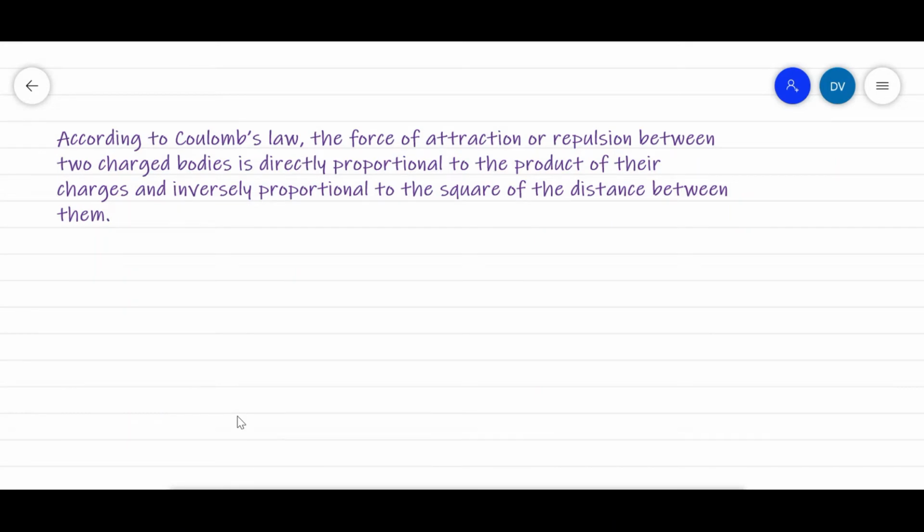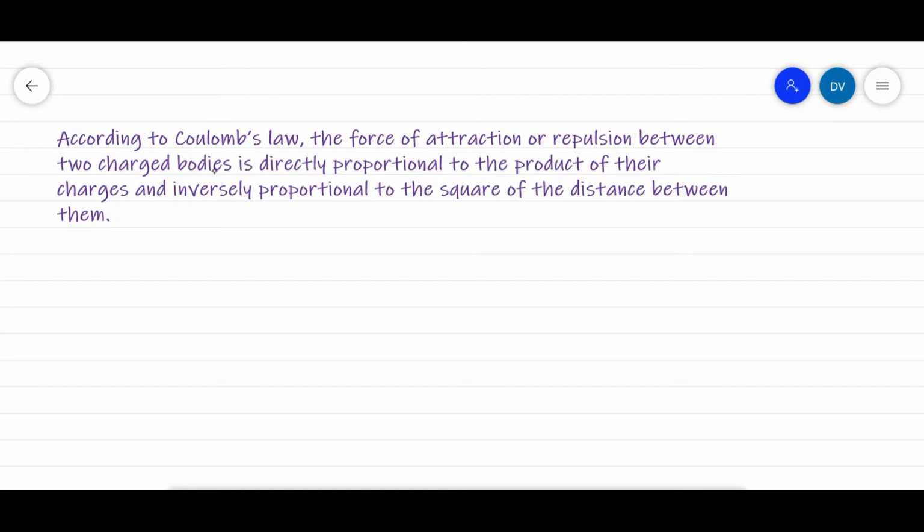Hello everyone. By looking at the screen itself, you might have guessed what we are going to see in this video. It is nothing but Coulomb's law, from the first chapter of class 12, electric charges and fields. It's a very famous law and a so many times repeated question in many forms in the exam paper. So let us see Coulomb's law.